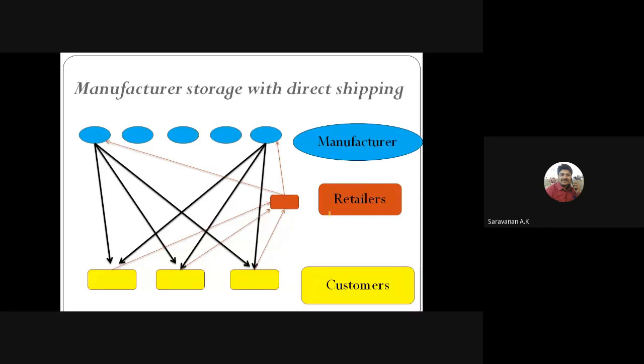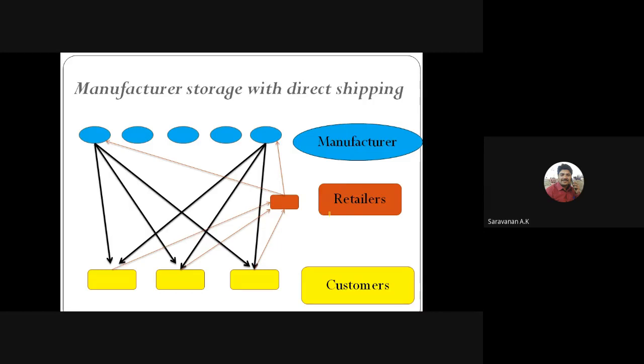So the tracking or status of an order also depends on the amount of investment that has taken place on the information system structure. So in this kind of network, the retailer has to coordinate with both the manufacturer as well as the customers.